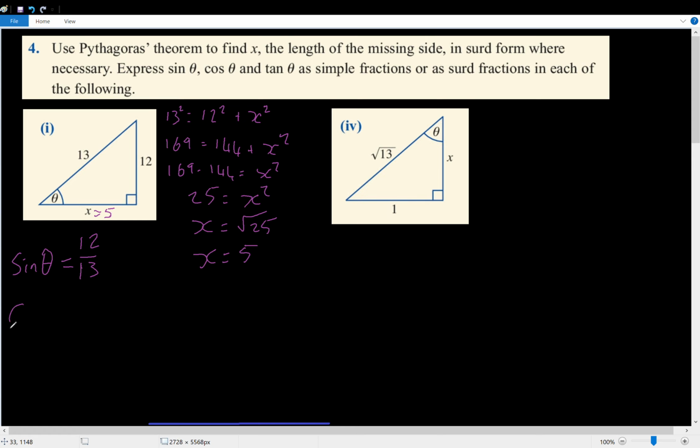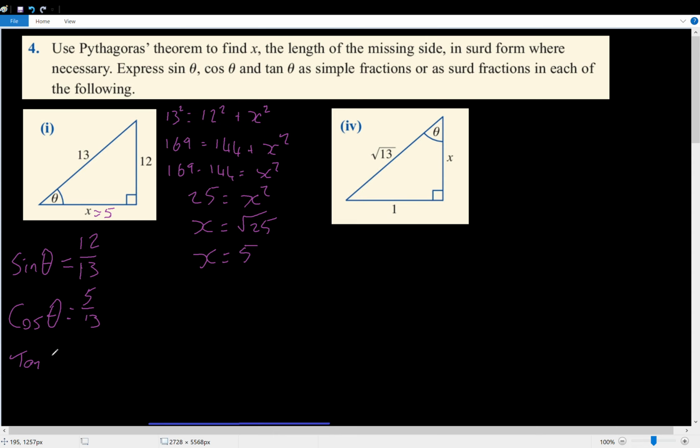And then for the cos of theta, in a right angle triangle, the cos of an angle is going to be the measure of the side that is adjacent to it, which in this case is 5, over the measure of the hypotenuse, which is 13. So it's going to be 5 over 13.